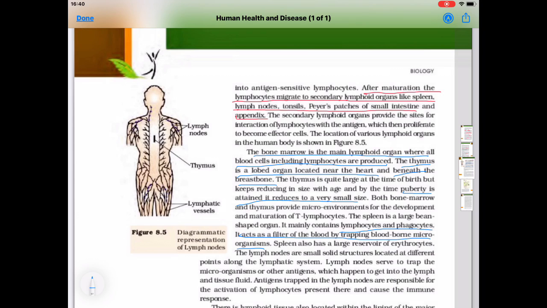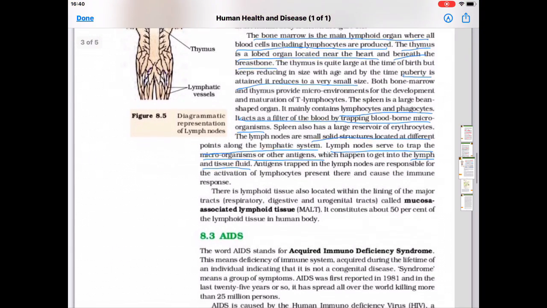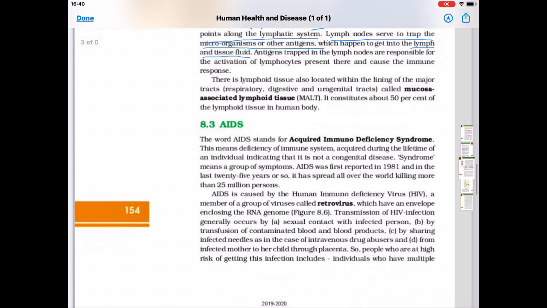The lymph nodes are small, solid structures located at different points along the lymphatic system. Lymph nodes serve to trap microorganisms or other antigens which happen to get into the lymph and tissue fluids. Because lymphocytes are present here, they kill the antigens or germs. Antigens trapped in the lymph nodes activate the lymphocytes present there and cause the immune response.